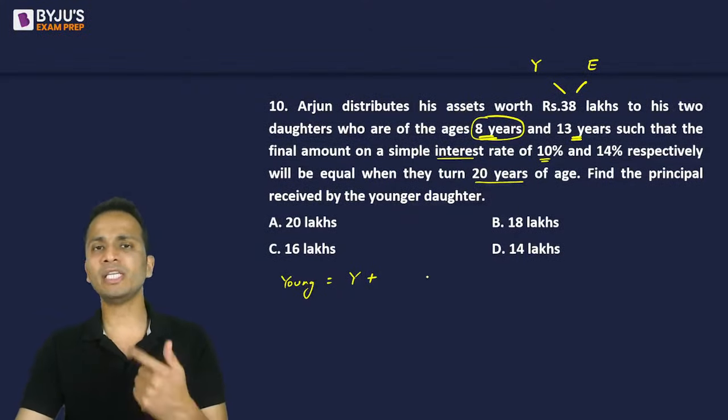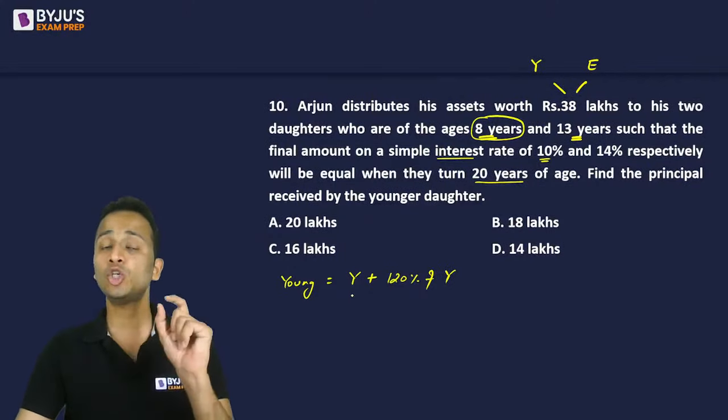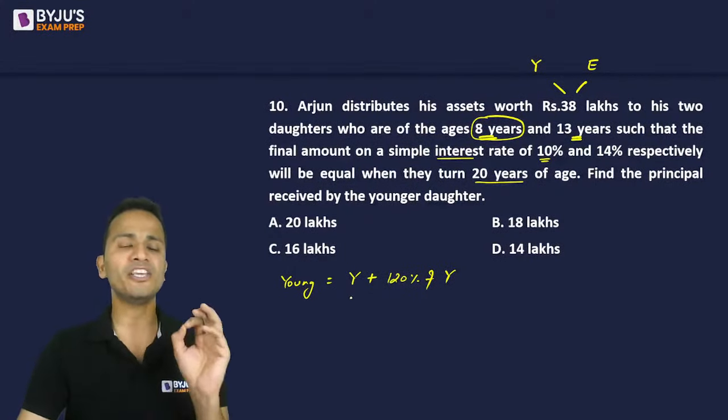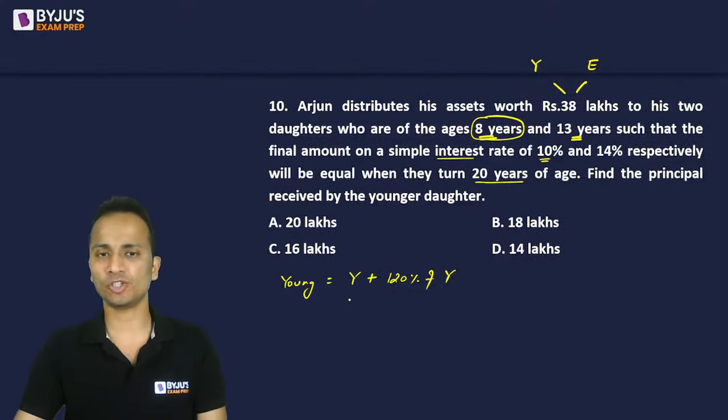सो 10 परसेंटेज अगर 1 ईयर में मिलेगा तो 12 ईयर्स में कितना मिलेगा, 120 परसेंटेज. सो 120 परसेंटेज ऑफ द ओरिजिनल अमाउंट. So this will be the total amount that the younger daughter will get when she will turn 20 years of age.